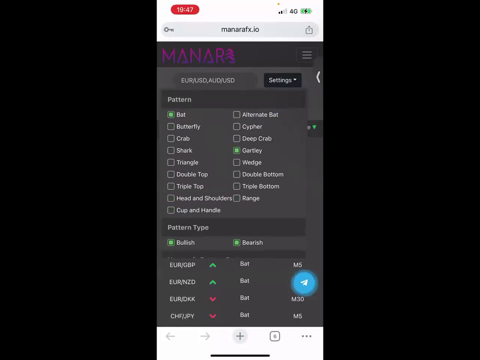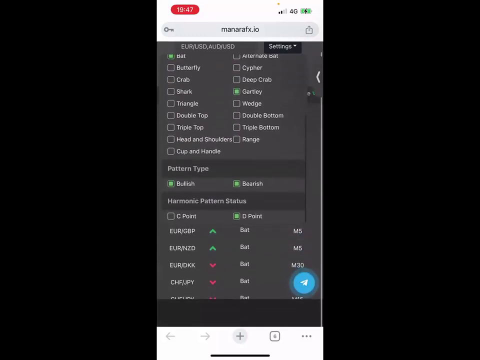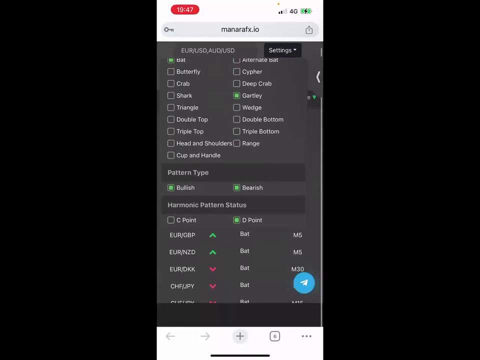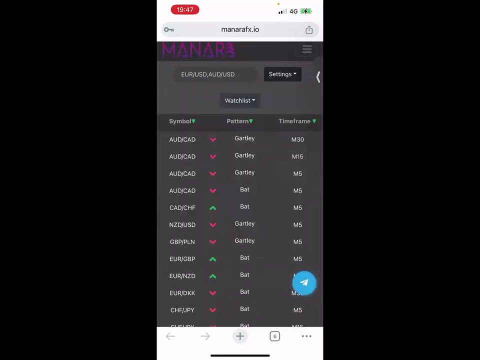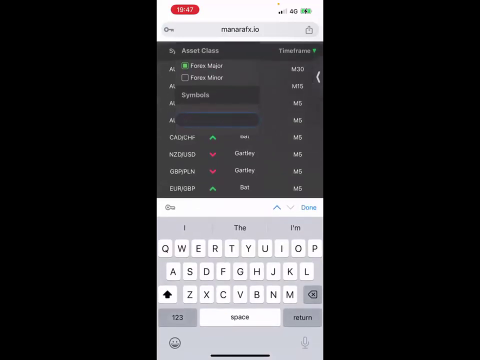Okay, so scroll. Our pattern type bullish and bearish, amazing. Pattern status D, point D. Yeah, great. So tap on settings back. Tap on watch list. Let's add some crypto pairs. So you have Forex major, Forex minor should be turned off. So we're going to add new symbol. So let's add BTC USDT. Tap on your watch list again. We want to add new symbols. So click on add new symbol, BTC USDT.